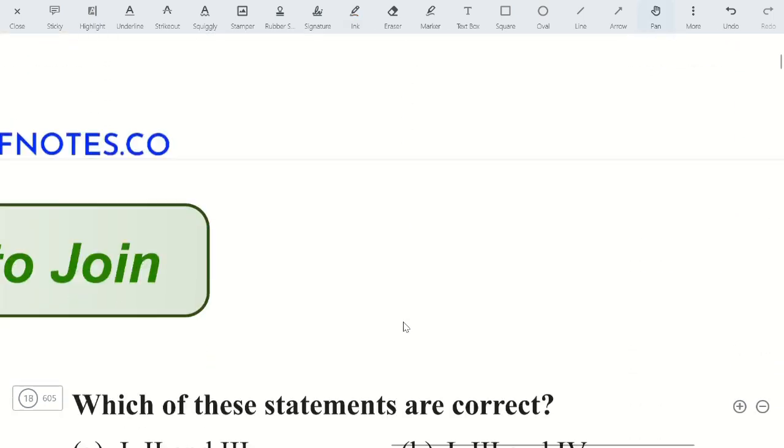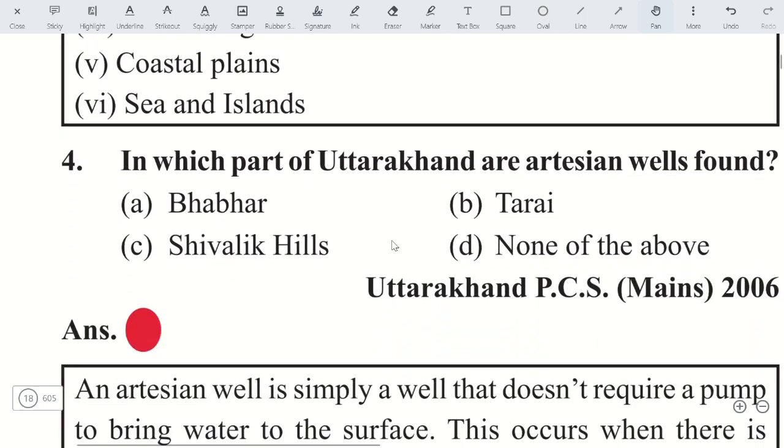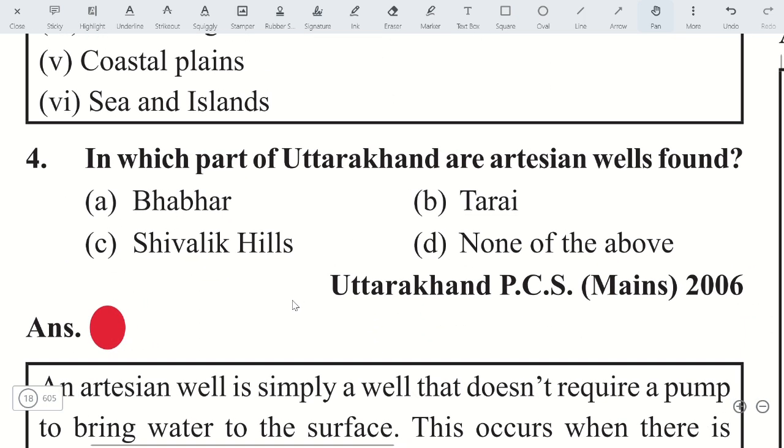Okay, let's move on to the next question. This is our fourth question. In which part of Uttarakhand are artesian wells found? What are these artesian wells? Actually, below the Earth's surface there is an aquifer in which groundwater is found. If the pressure of this aquifer is very high, then this groundwater comes out through the Earth's surface. This type of well is called an artesian well, and it is found in the Tarai region.